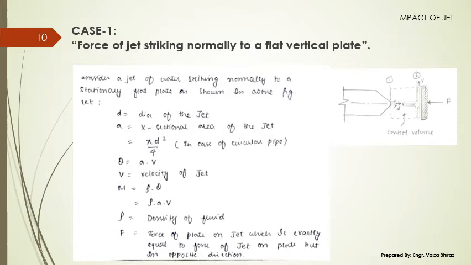This is the case in which a jet is striking normally to a flat fixed vertical plate. This is the force F, which you have to find. Section 1 and section 2 define the boundary of the control volume. So over here, d is the diameter of the jet, A is the cross-sectional area of the jet, it is pi d square by 4, Q is discharge, A into V, over here V is the velocity of the jet, m is rho Q, it is rho A V, rho is the density of the fluid, and F is the force of the plate on the jet, which is exactly equal to the force of the jet on the plate but in the opposite direction.